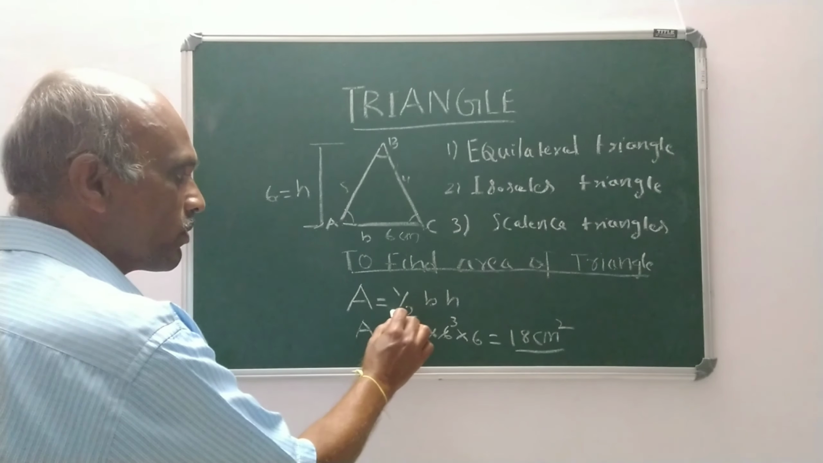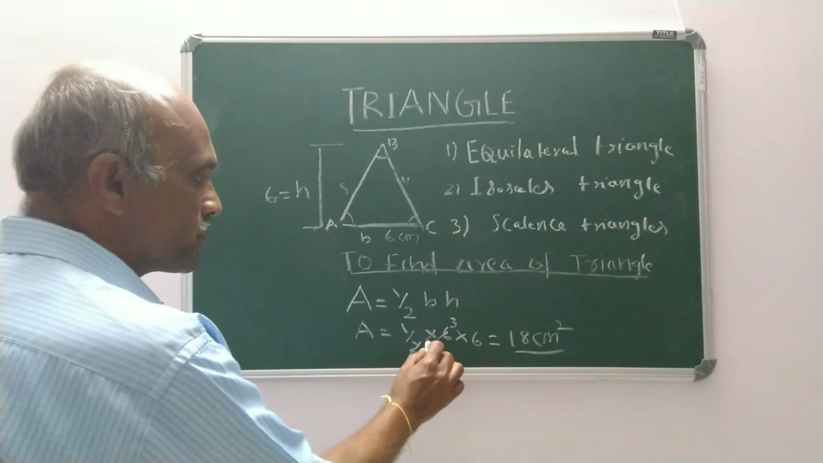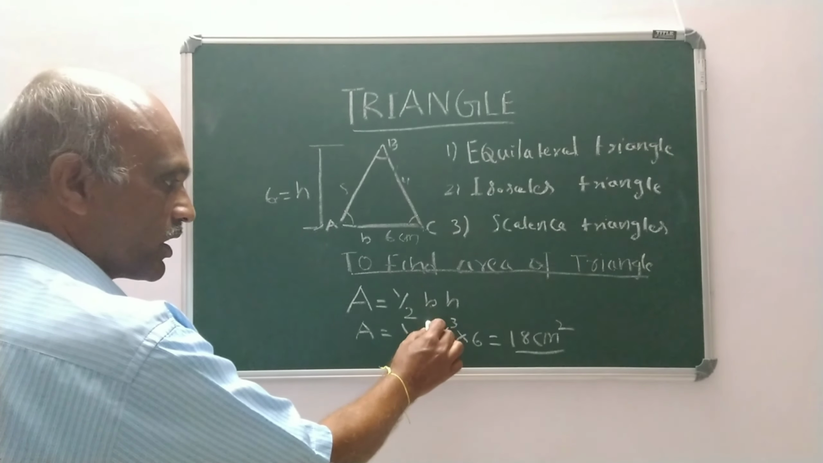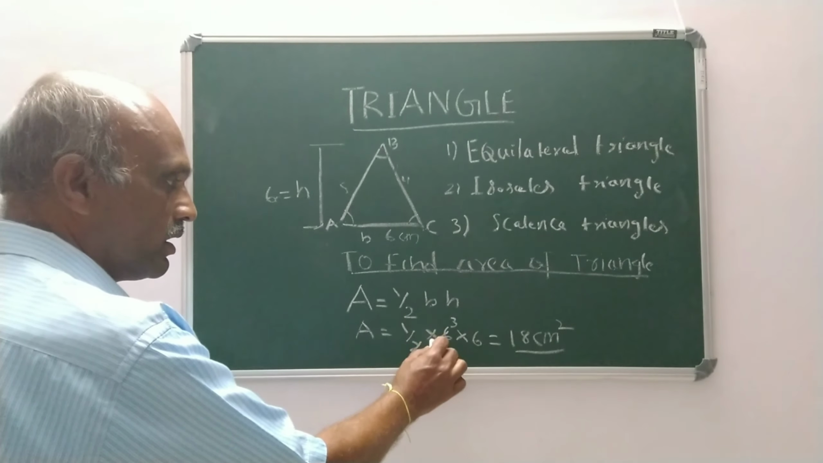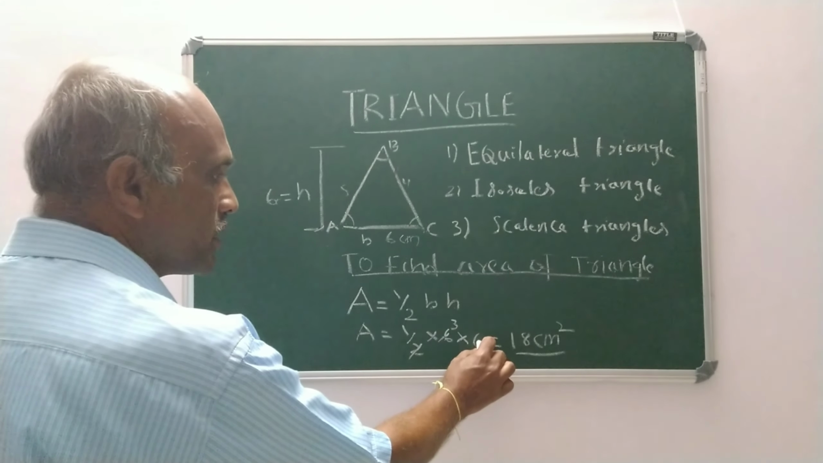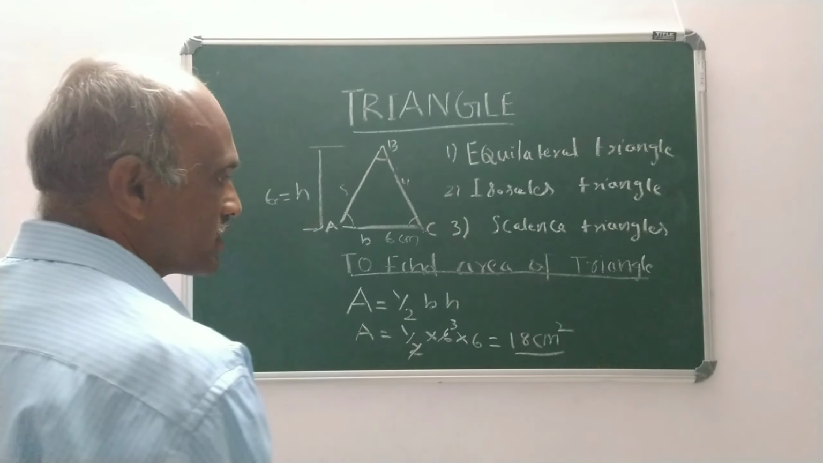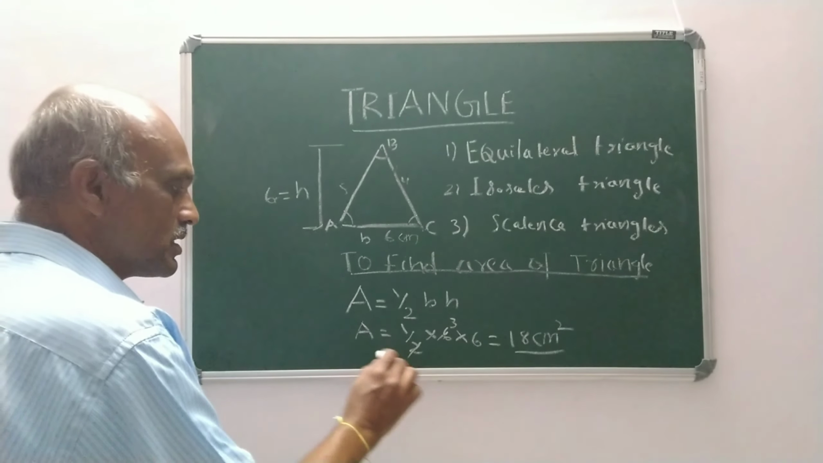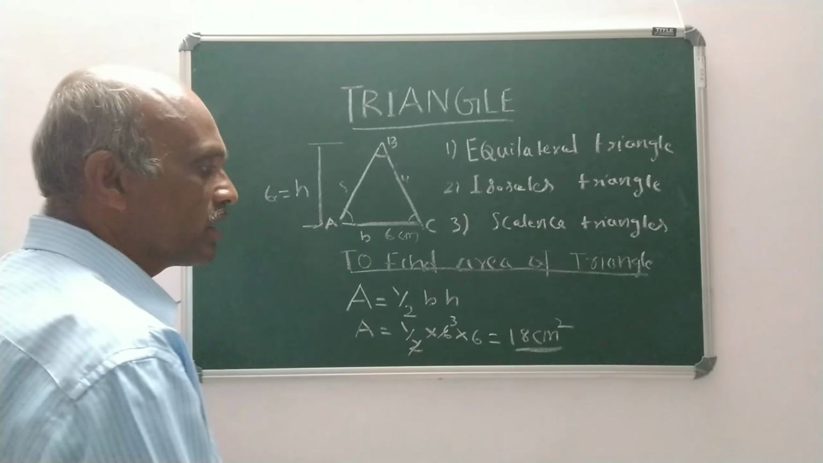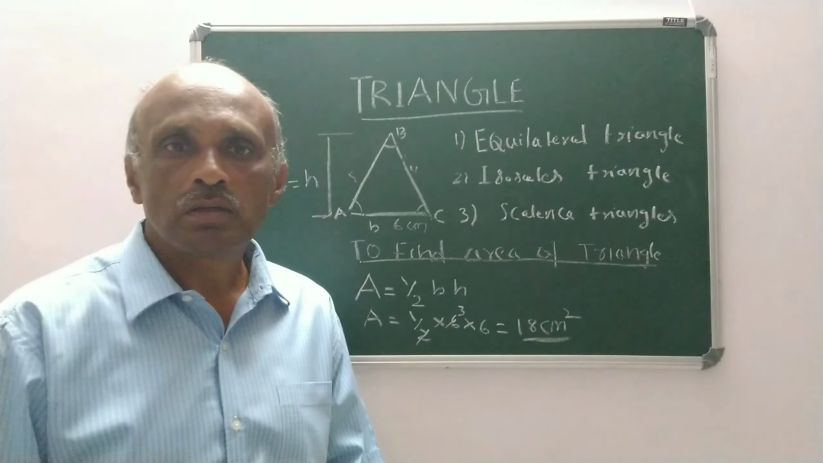So the area is given by half into base into height. Substitute the value of the base of the triangle and the height of the triangle in the given equation. The base is 6 centimeters and the height is also in centimeters. Then centimeter times centimeter gives 18 centimeters squared. So this is the area of the triangle. This is how we can find the area of any triangle.